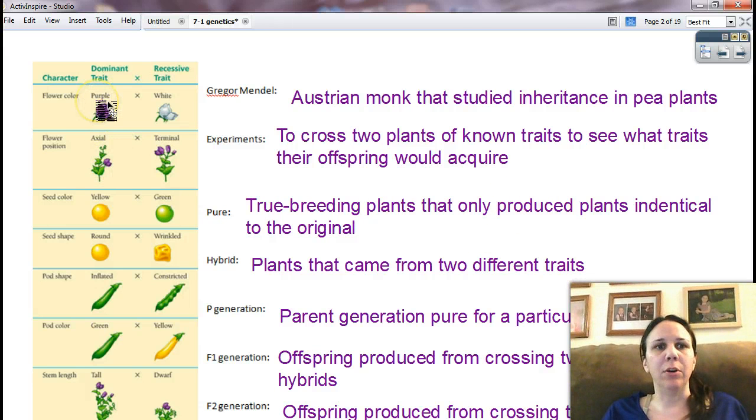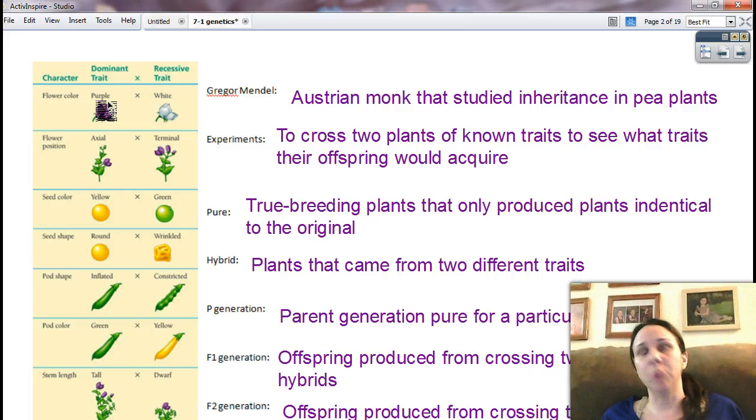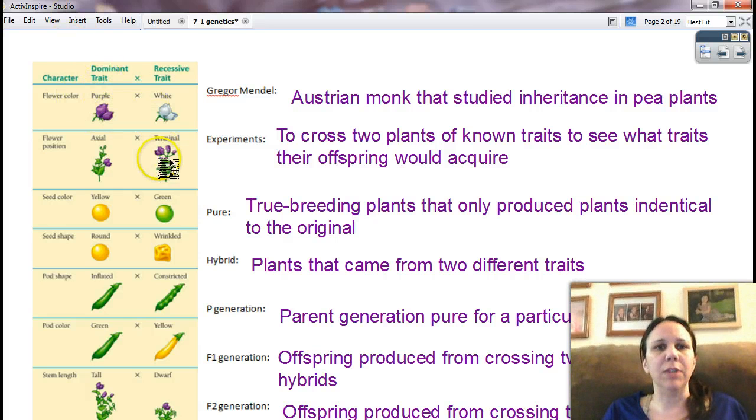So a purple flowered plant would only make purple flowered babies. A German Shepherd dog, purebred, should only make German Shepherd babies. If he makes something else, he's not purebred. So he made all these plants that were pure and he decided to cross them. So his little experiment was to breed them with each other and to cross two plants of known traits to see what their kids would be. So he crossed a pure purple with a pure white and he wanted to see what he got.